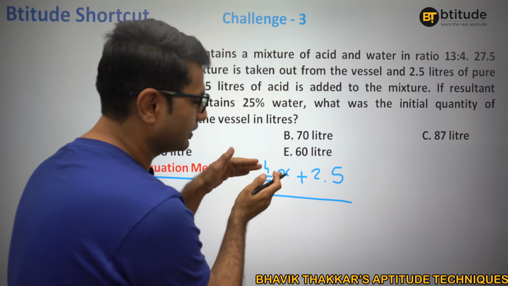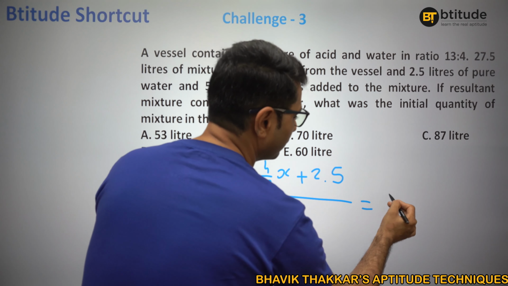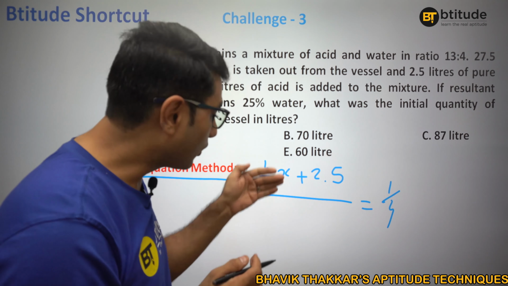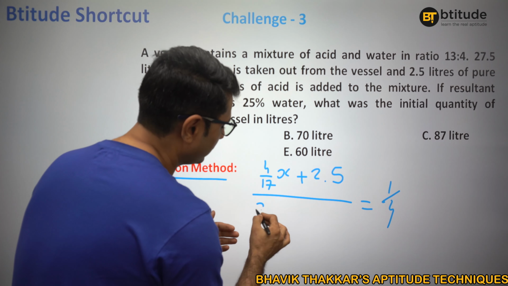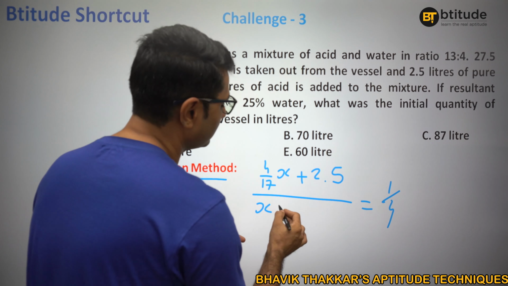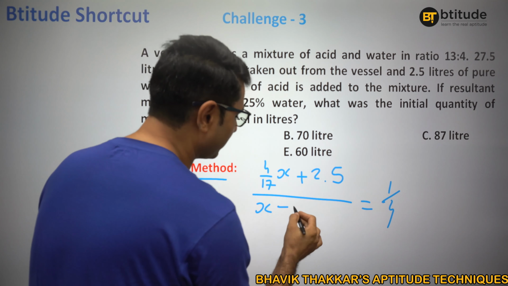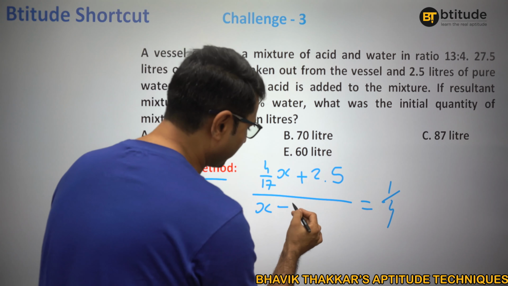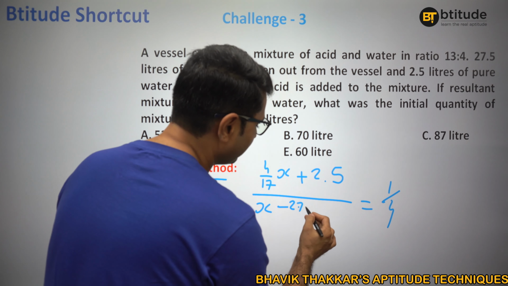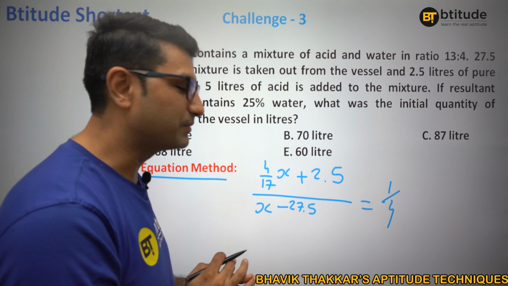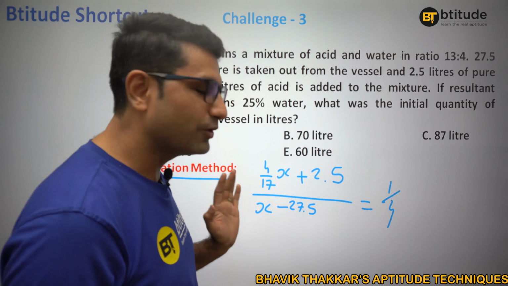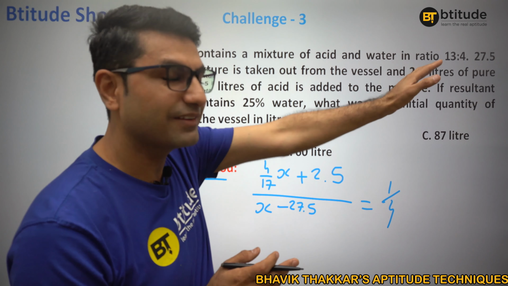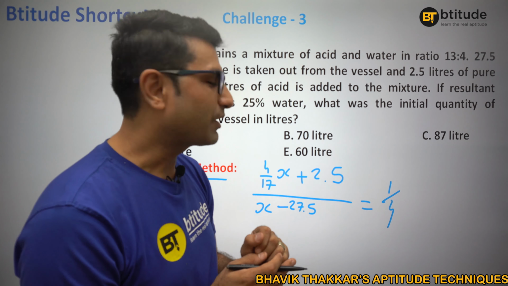Now new water is 25%, that means 1/4, but of what? Of the new mixture, right? So new mixture would be, whatever your original mixture was, X minus 27.5. First thing, try to understand, minus 27.5. Now here there is a problem. This X is total, right? 4/17 of it I can understand, but then 27.5 liters is even removed. Now here there is a catch.